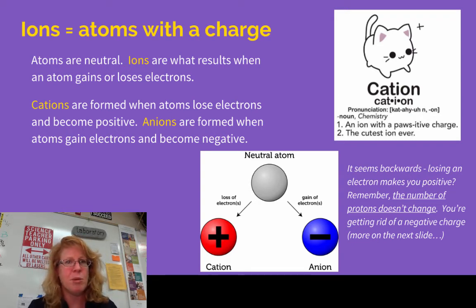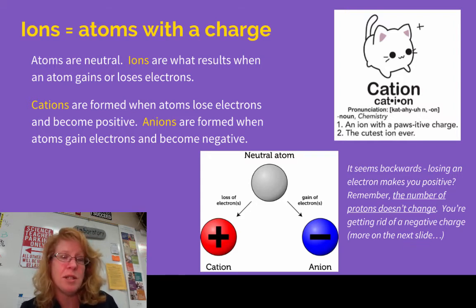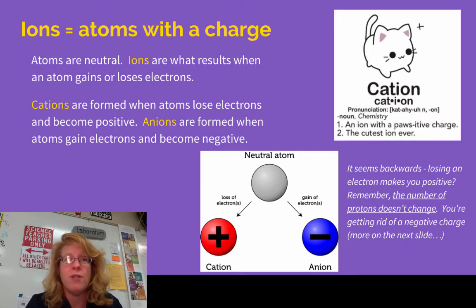And again, it's because the number of protons don't change. So if I have 5 protons, I started with 5 electrons and I gain 1, now I have 6 electrons. It's going to give you a -1 charge overall, 5 plus and 6 minus. Let's work on this in the next one here.